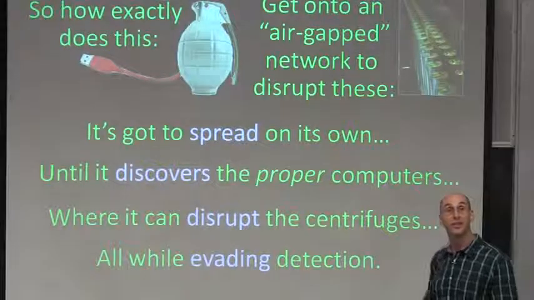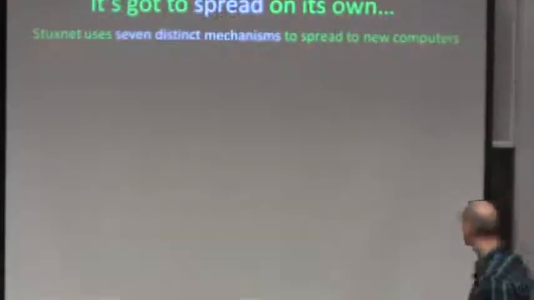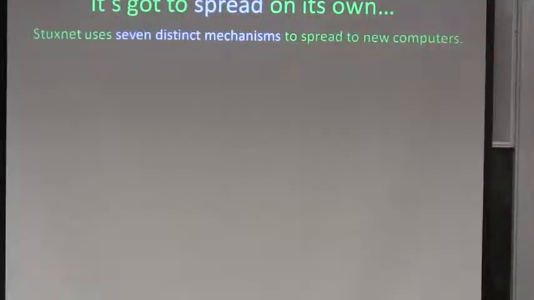Stuxnet did all of these things, and I'm going to tell you about them. So Stuxnet's got to spread on its own. Stuxnet uses 7 distinct mechanisms to spread to new computers. I'll tell you something, when we typically see a computer worm, which spreads over the network from computer to computer, it typically spreads using one technique. Stuxnet used 7 different techniques.